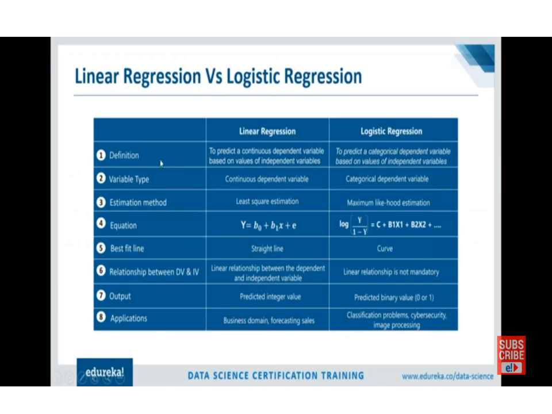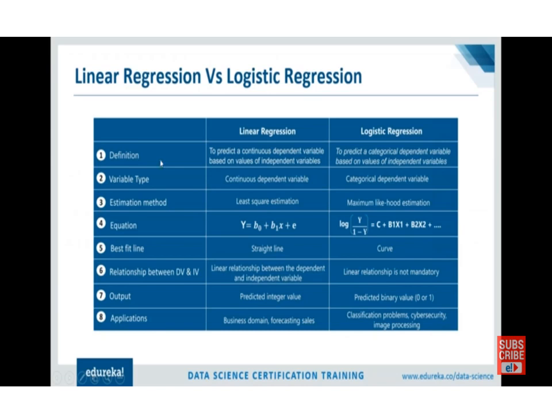Fourth one is equation. In linear regression we have some dependent variable y and some independent variable x and nothing else. But in logistic regression we have a set of independent variables x1 and x2 and a dependent variable y. The fifth point is best fit line. In linear regression we get a straight line to show the relationship between the variables, and in logistic regression we get a curve, which is nothing but the S-shaped curve.